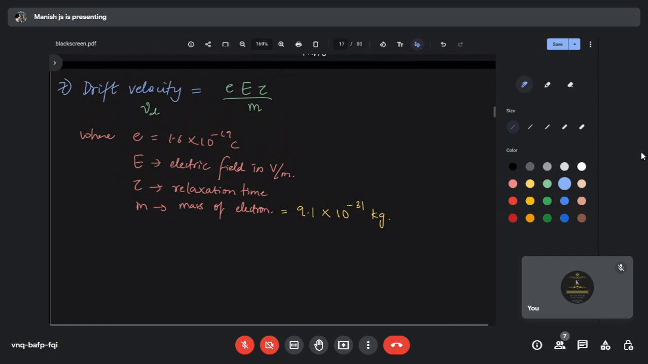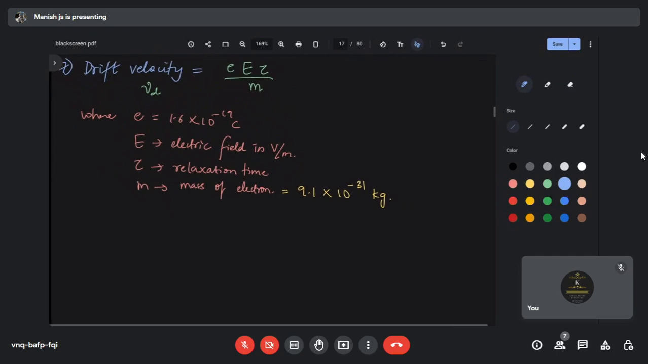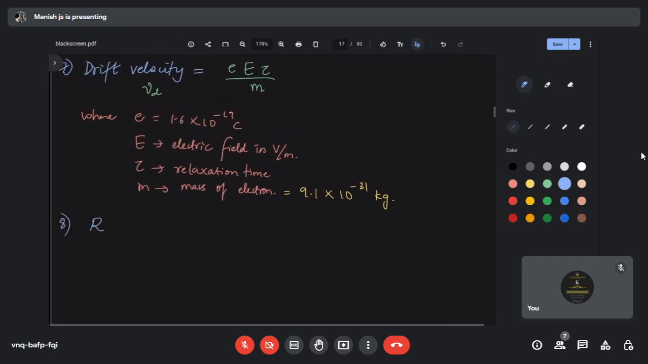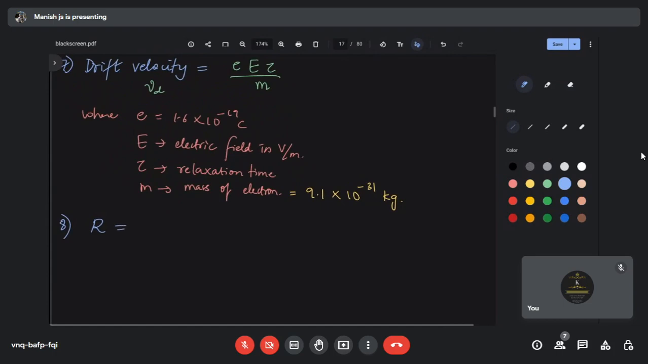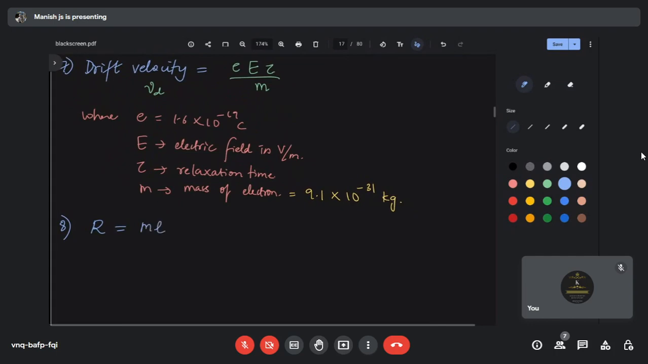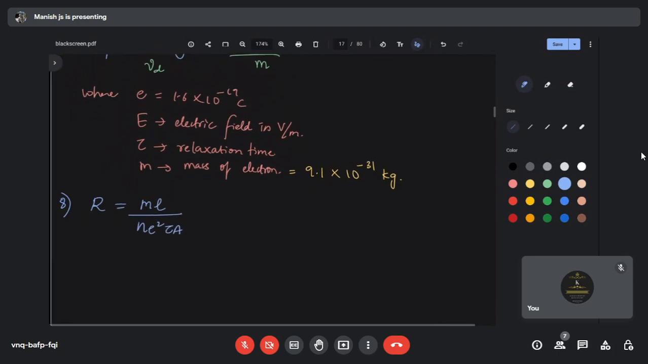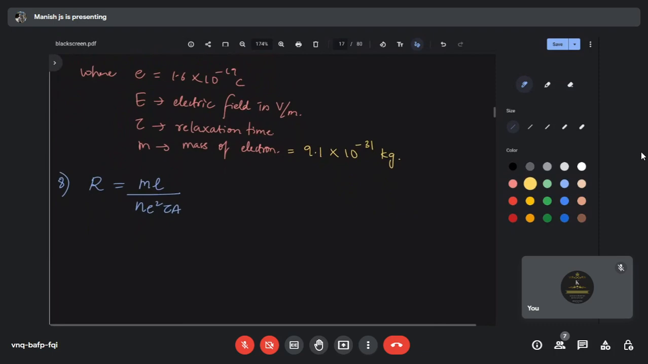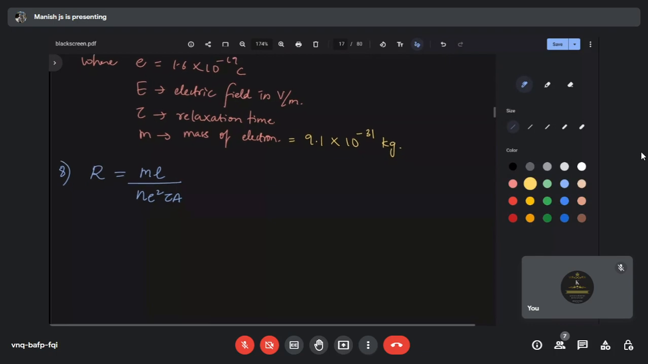In the same way you can also express it in terms of resistivity and resistance. Resistance also has a formula in terms of this. R is equal to mass into length divided by N e square tau A. This is a formula in terms of resistance, where m is mass, L is length of the conductor, N is number of electrons, e is electron charge, tau is relaxation time in seconds, and A is area of cross section. This is one more formula.